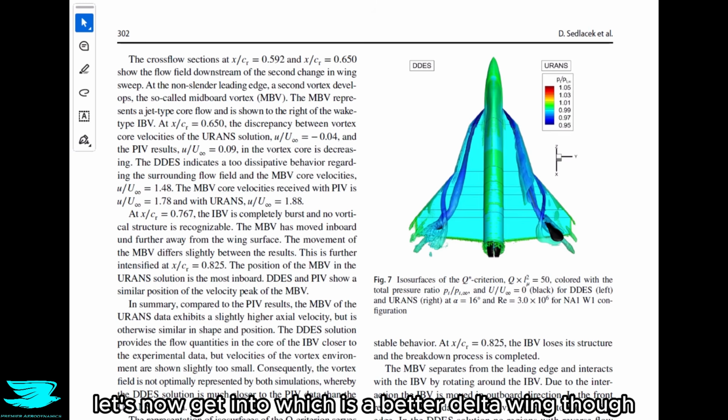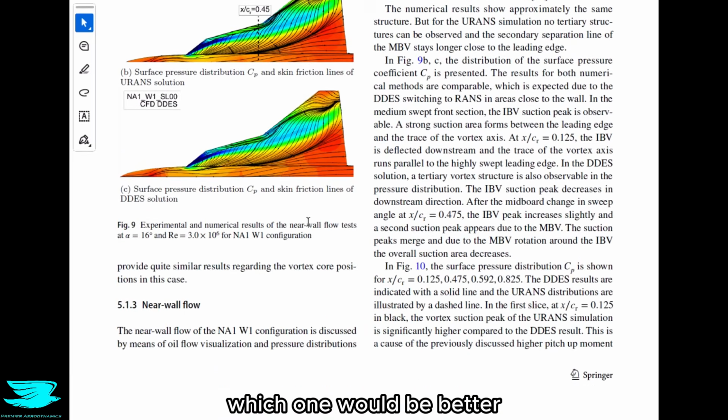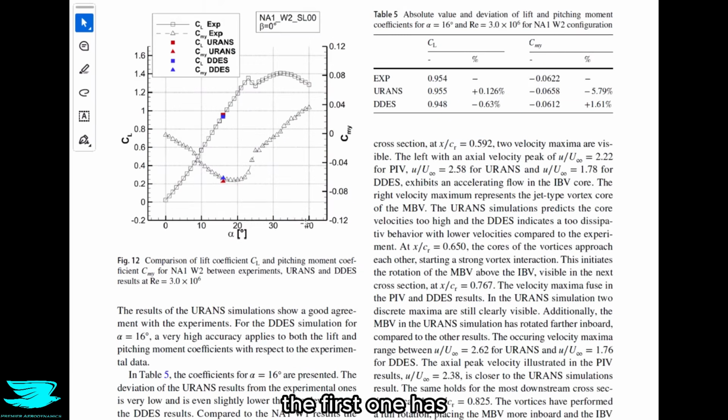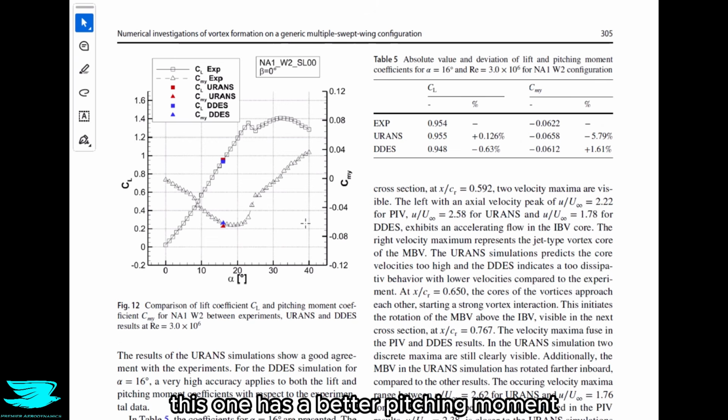Let's now get into which is a better delta wing though. So looking at these two graphs, which one would be better? The first one has a worse pitching moment, but better lift coefficient. This one has a better pitching moment, but worse lift coefficient, but it really depends on what you want.